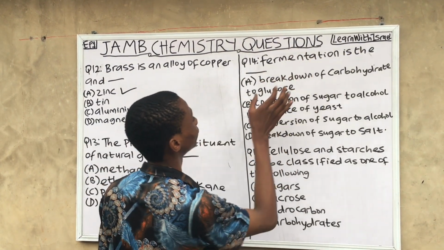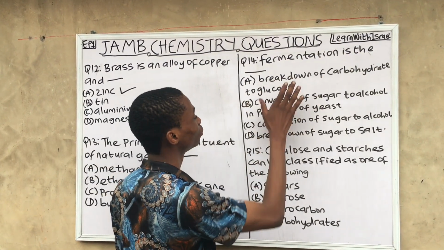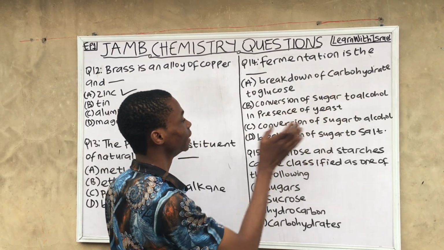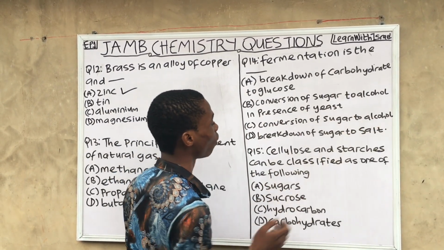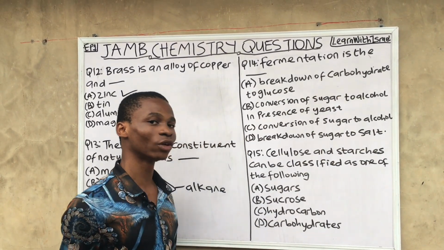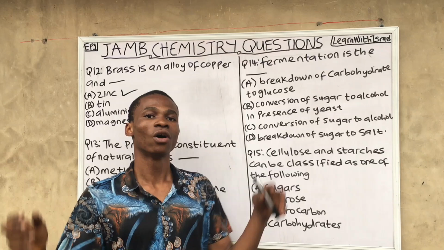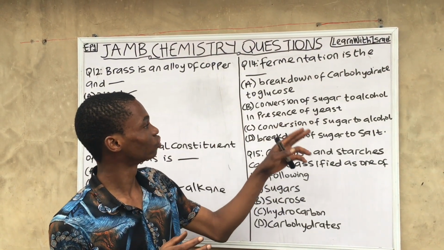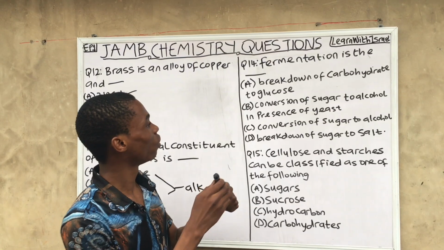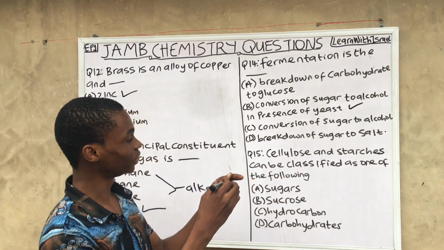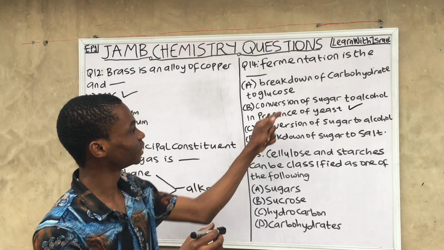Fermentation is the: A, breakdown of carbohydrate to glucose, B, conversion of sugar to alcohol in presence of yeast, C, conversion of sugar to alcohol, D, breakdown of sugar to salt. So what's fermentation? Fermentation is the conversion of sugar to alcohol and not alcohol to sugar. It's from sugar to alcohol. So option B is the correct answer, in the presence of yeast.